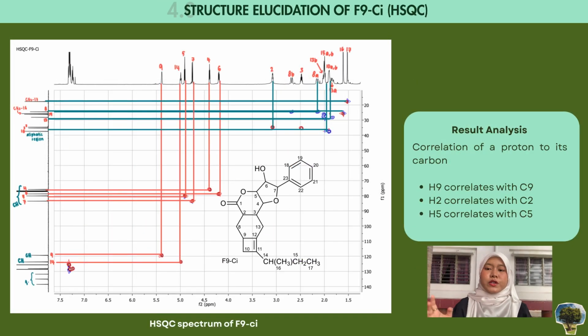The HSQC spectrum shows the correlation of a proton which is directly bonded to a specific carbon. As you can see, the proton at H9 correlates with the carbon at number 9, and also the proton at H2 correlates with the carbon number 2.